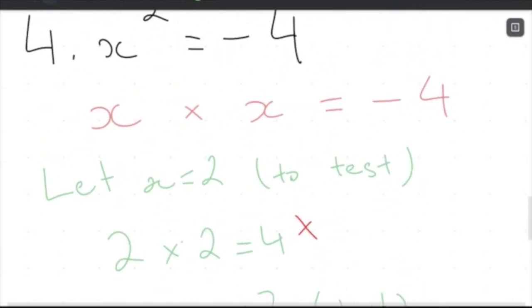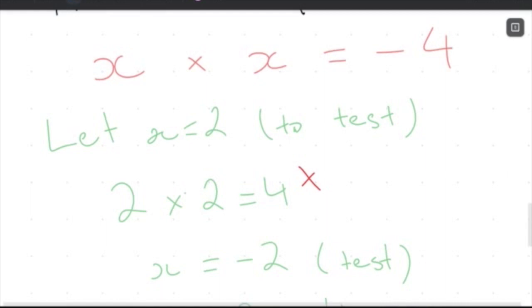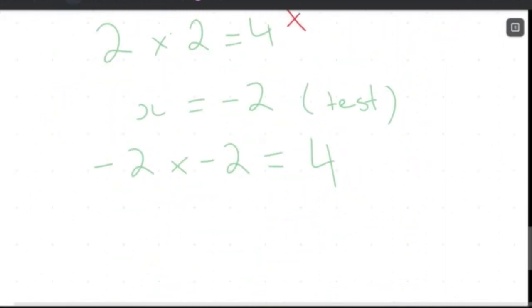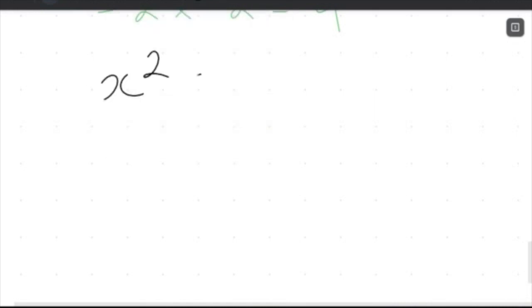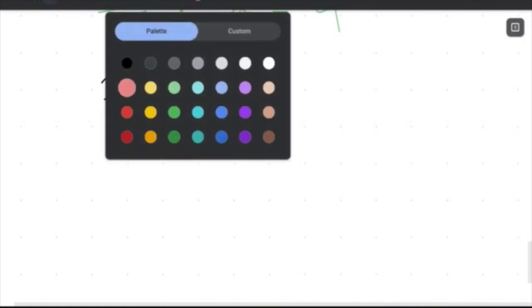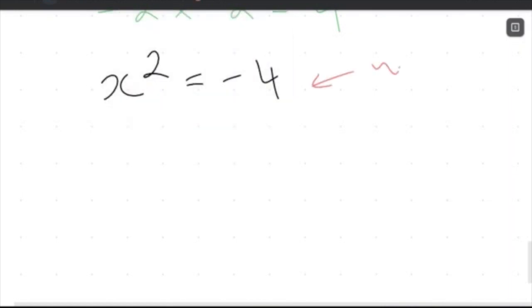And in fact, the only way we can get -4 is if we have two numbers of opposite signs. Because remember, opposite signs multiplying together, so one being positive, one being negative, gives me a negative answer. And because they have different signs, they're not the same number. They're never going to be the same number because opposite signs mean different numbers. So here, we can say that x squared equals -4, I should say, has, in fact, no solutions.